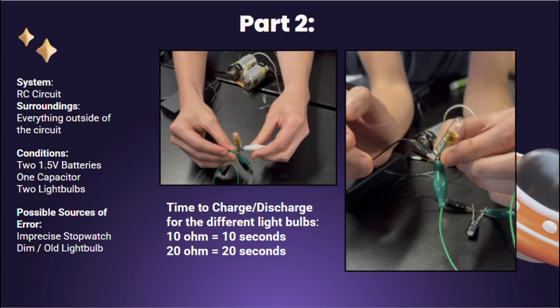For the 10 ohm light bulb, this is the 10 ohm resistance in that light bulb, it took around 10 seconds for it to charge. And for the 20 ohm light bulb, it took around 20 seconds to charge. Possible sources of error for this are an imprecise stopwatch, or a dim or old light bulb, which was the one we were using, and not being as accurate.